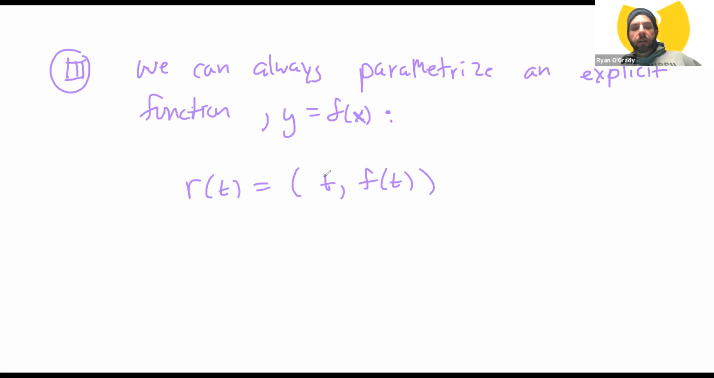So if you want to know how I got the example 2 ago with the parabola, I just did t comma t squared. So you could do this for any explicit function. It's one way to always parametrize.